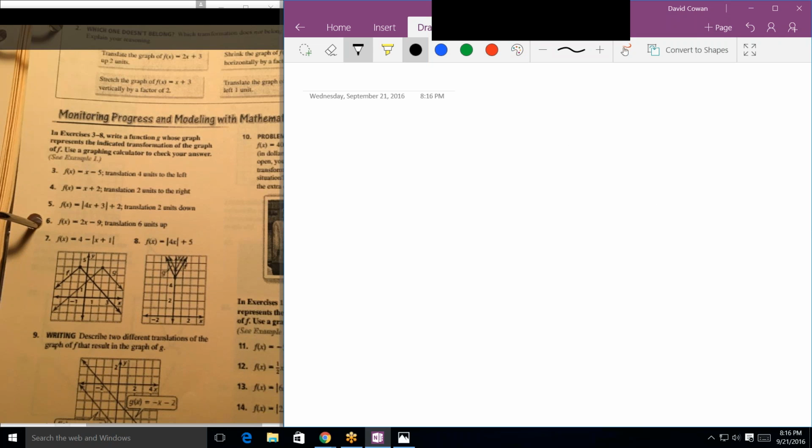Number 7. Okay, 7. What are we doing on 7? Let's see. f of x is equal to 4 minus the absolute value of x plus 1. What are they asking for? Write a function that indicates the transformation. They don't have anything indicated here.